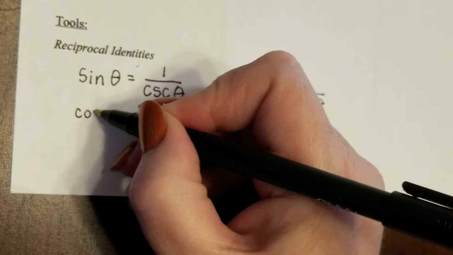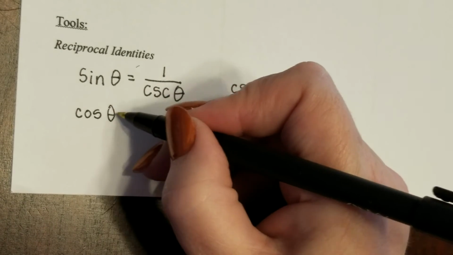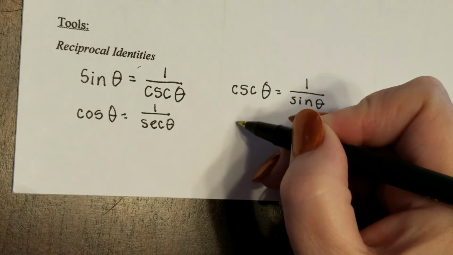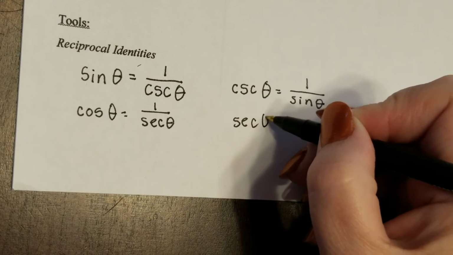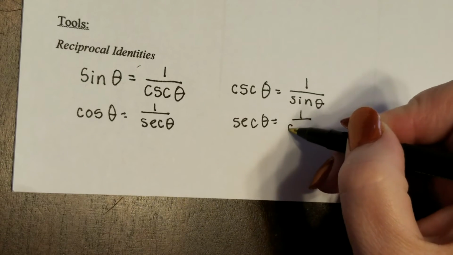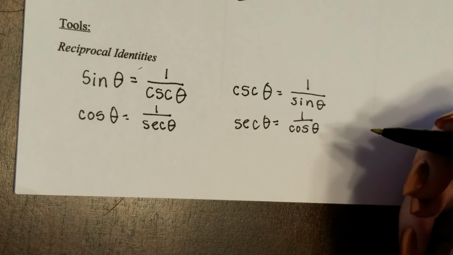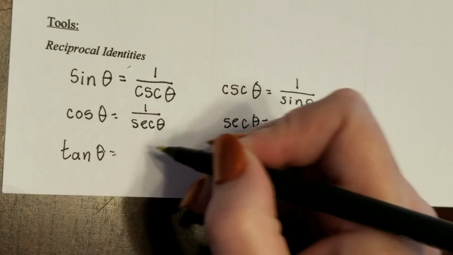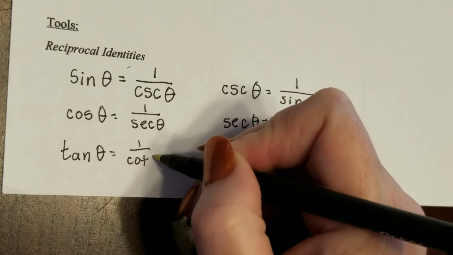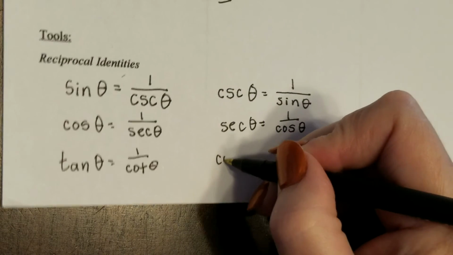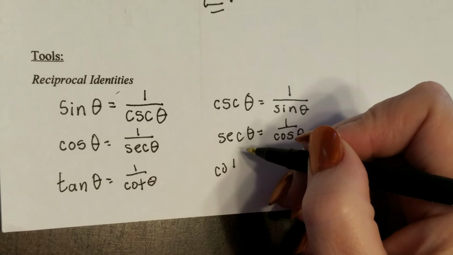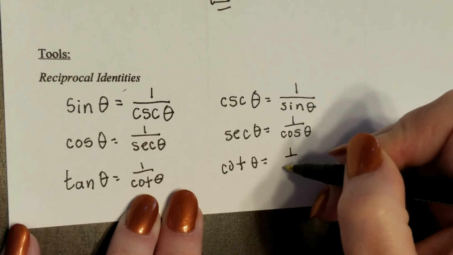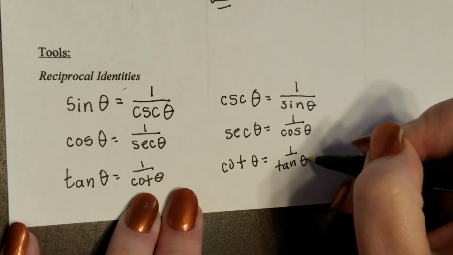The cosine of theta is equal to 1 over the secant of theta, as is the secant of theta is 1 over the cosine of theta. And our tangent is 1 over cotangent. And the cotangent, oops, my paper's wiggling, is equal to 1 over the tangent of theta.